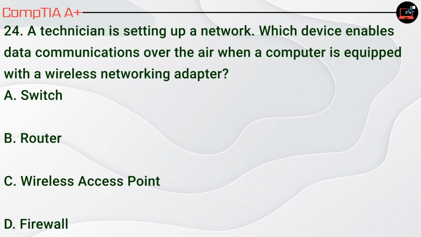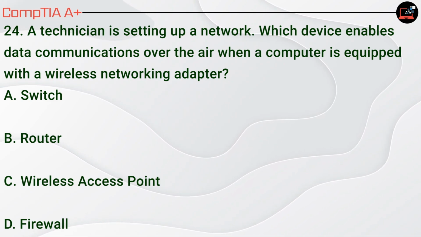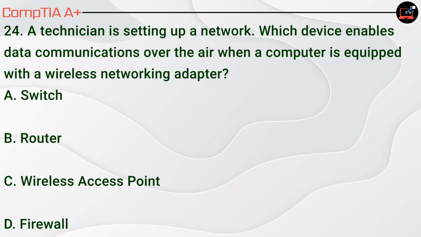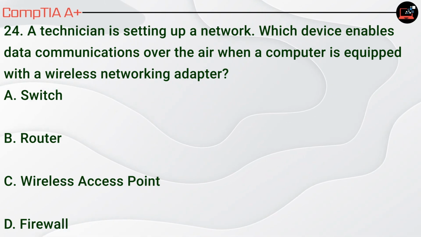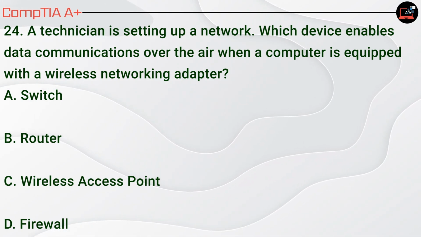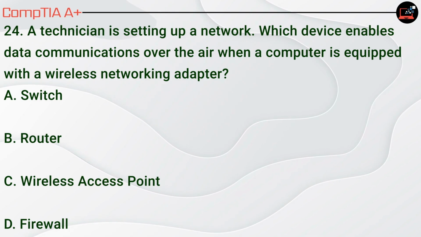A technician is setting up a network. Which device enables data communications over the air when a computer is equipped with a wireless networking adapter? A, Switch. B, Router. C, Wireless access point. D, Firewall.